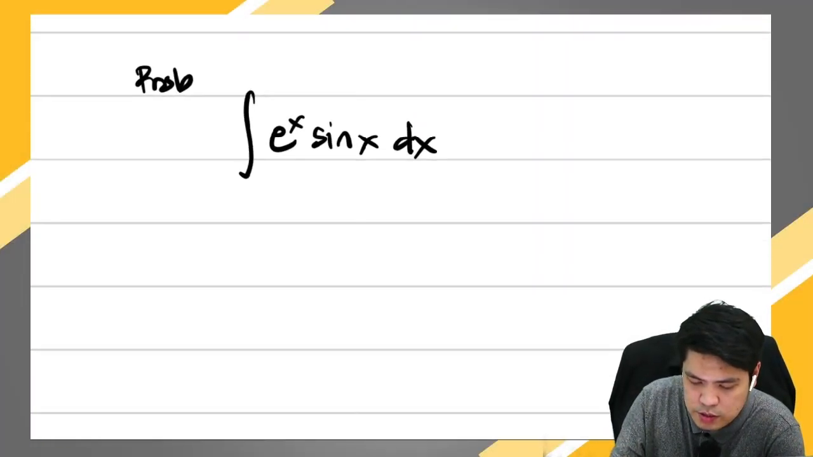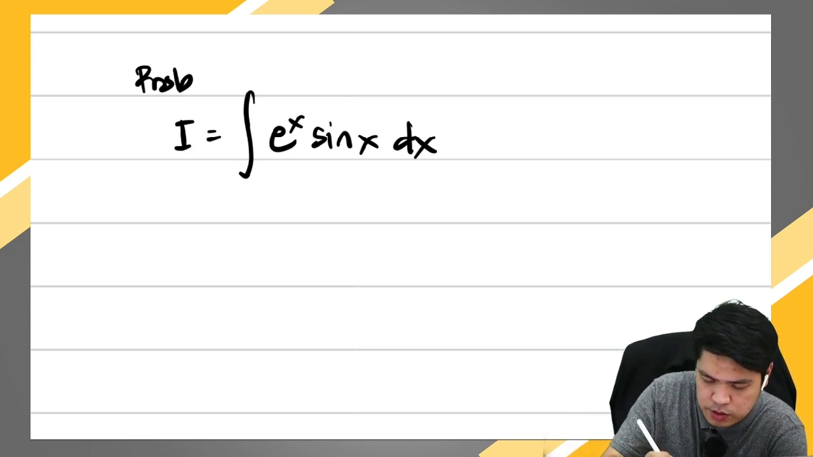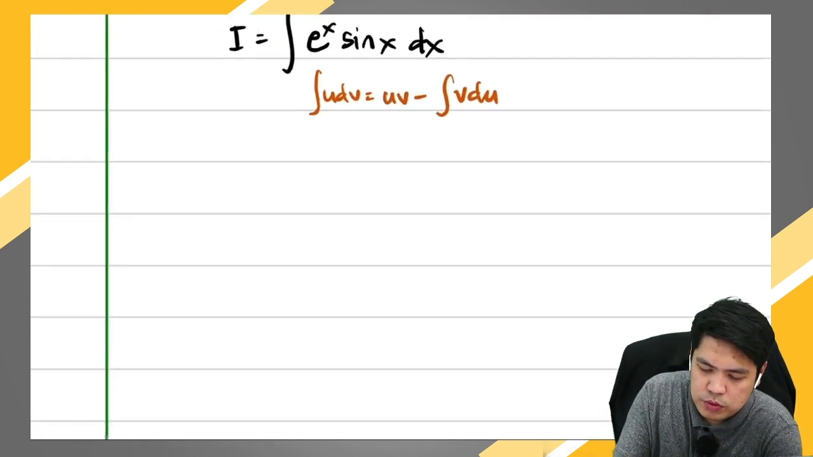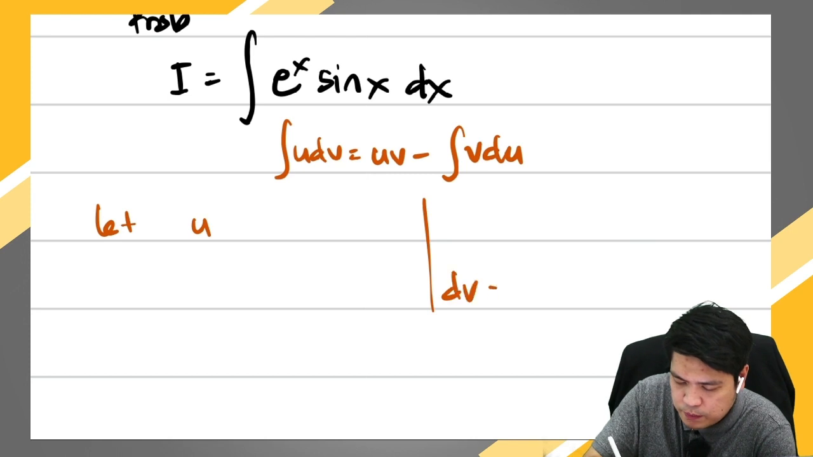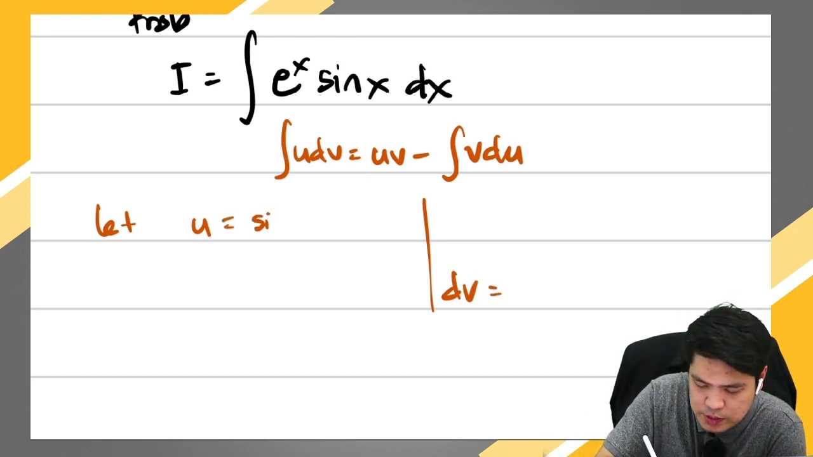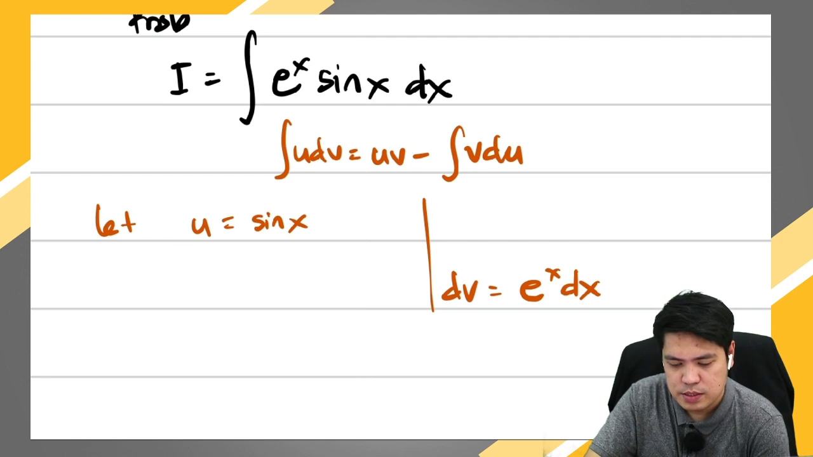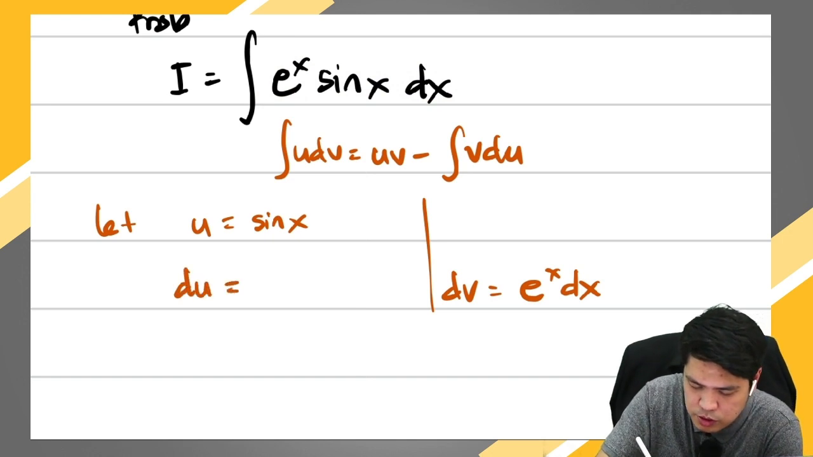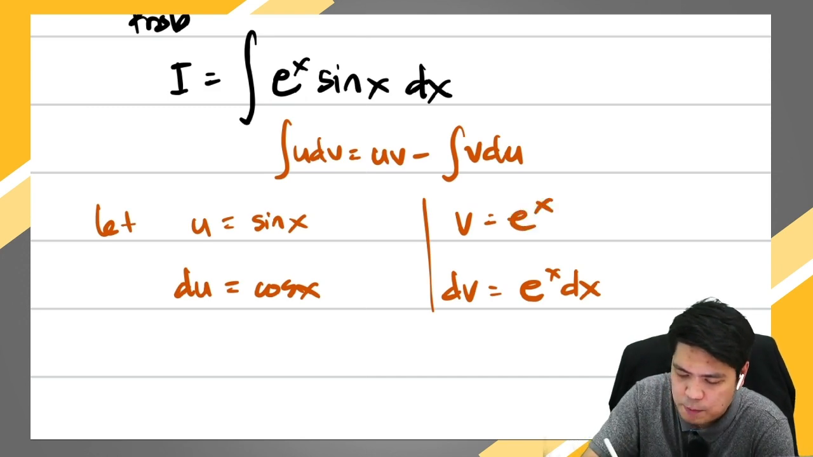Okay, let's try this next integral. We'll call this I equal to the integral of e to the x sine x dx. By integration by parts again, we know that the integral of u dv is equal to uv minus the integral of v du. Now let us identify what would be our u and dv. How about we let u be sine x first and dv be e to the x dx. So du is cosine x dx and v is the integral of e to the x dx, which is just e to the x.